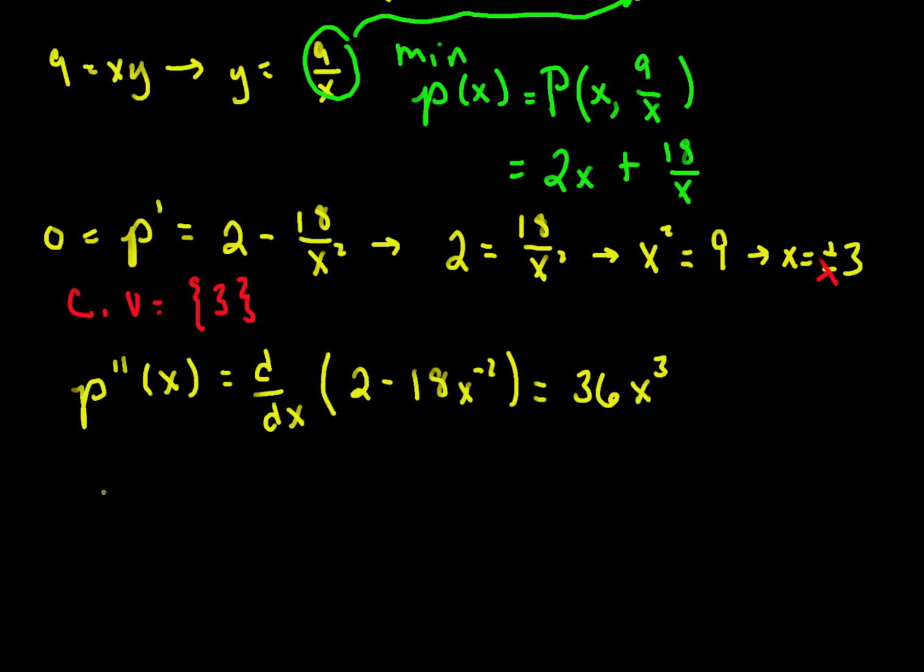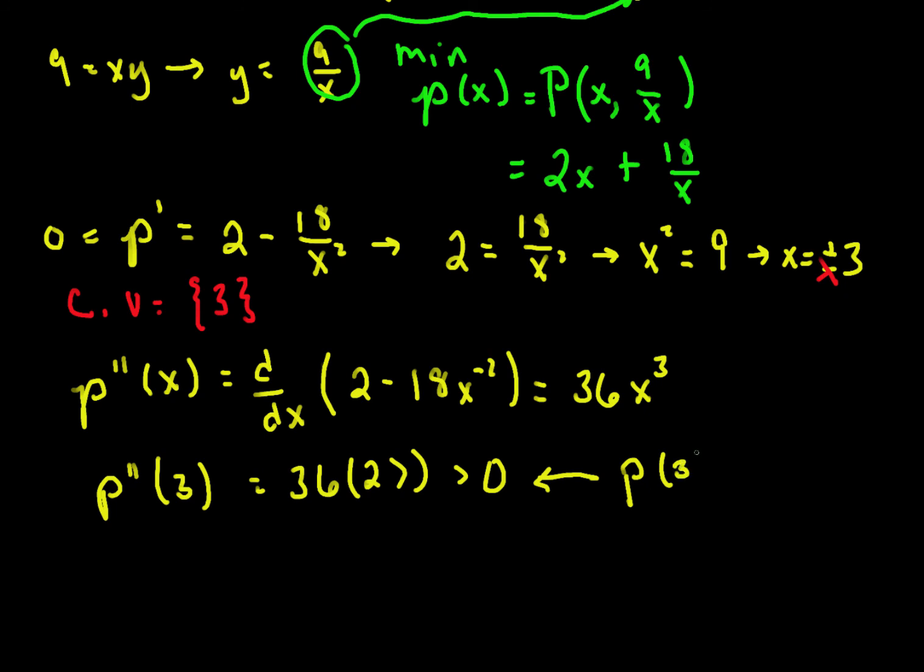And so P double prime of 3 is equal to 36 over 3 cubed, which is 27, which is positive. So since that's positive, that means P of 3 is a min.